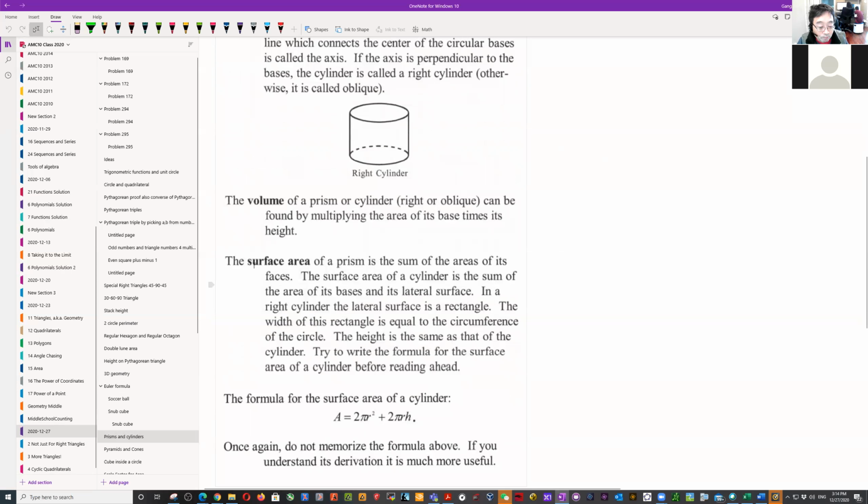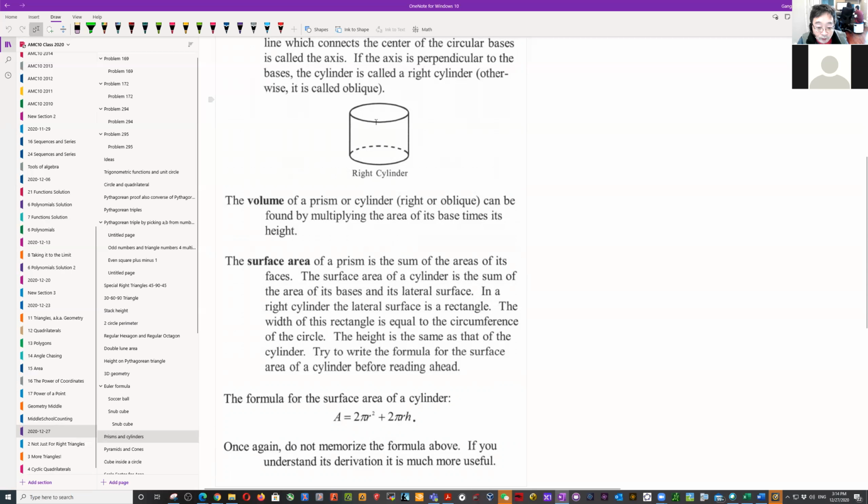And then there's the surface area. Lateral surface area is the surface area not including the top and bottom. For a cylinder, the lateral surface is actually 2 pi r multiplied by h.